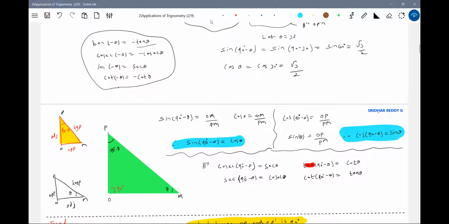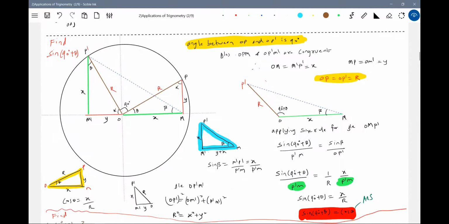So with this, what can you say? Sine 90 minus theta is equal to cos theta. That's what I wanted to show earlier. Mathematically, we are showing it. Or you can use the compound angle formula and verify it.